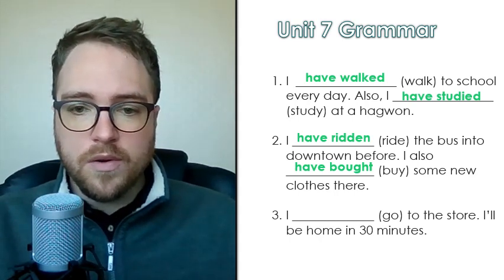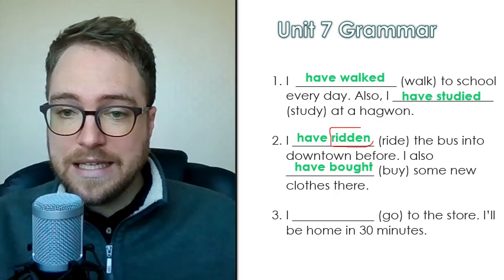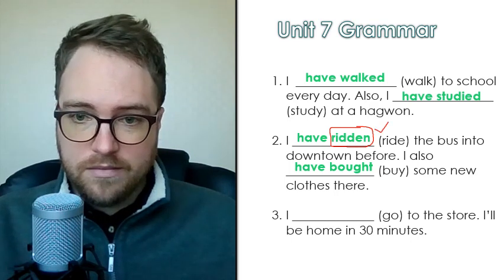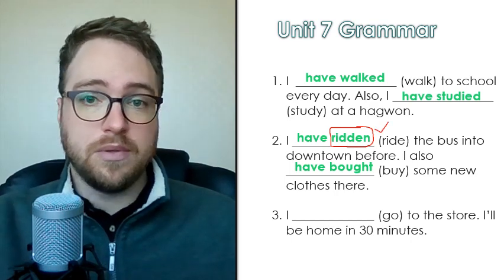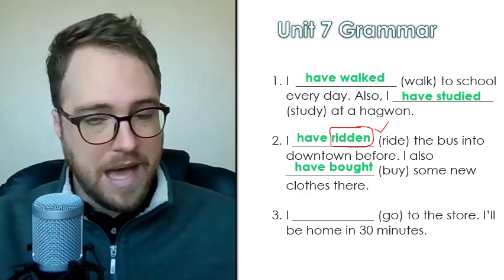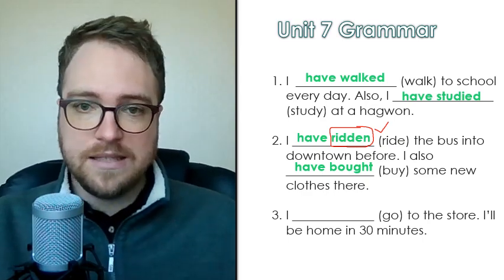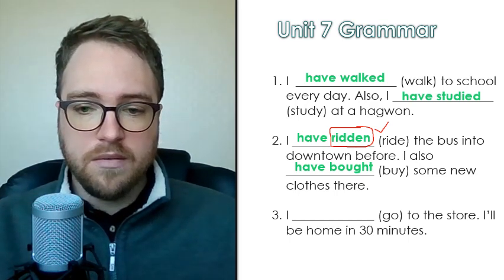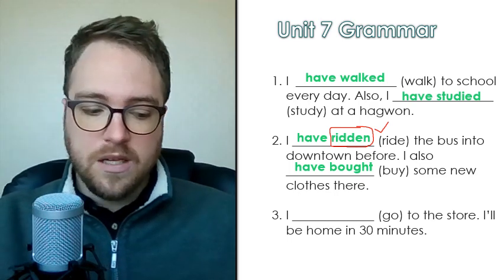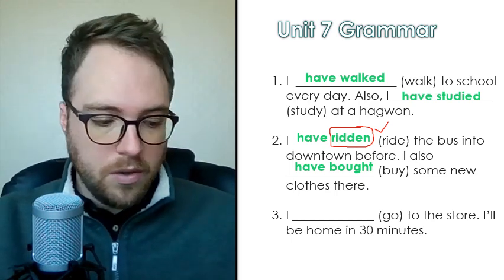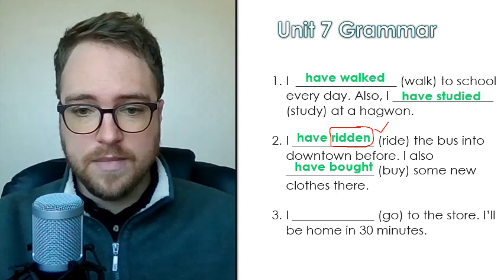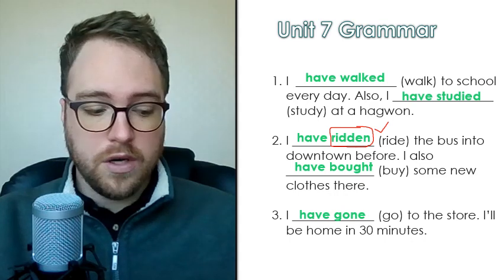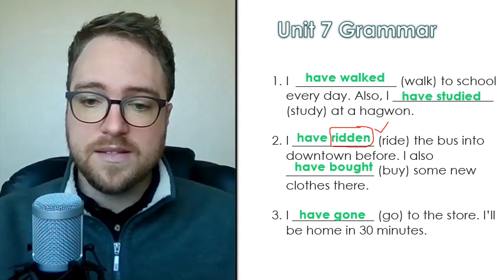Okay, so maybe you're wondering, why did we say ridden instead of rode? Because ridden is the past participle. Rode is not the past participle. Ridden is the past participle. All right, and number 3, I to the store. I'll be home in 30 minutes. I have gone to the store. I'll be home in 30 minutes.